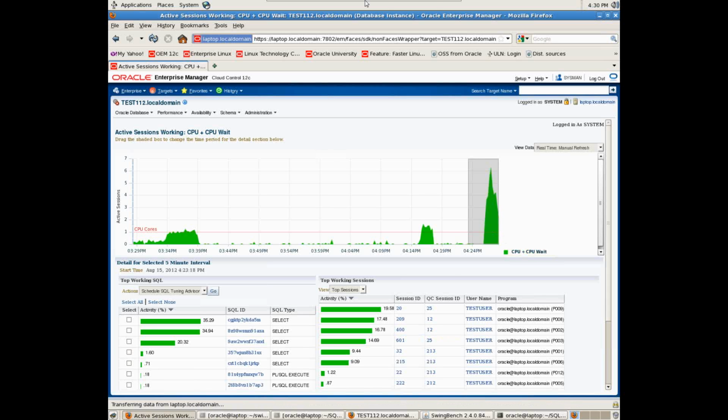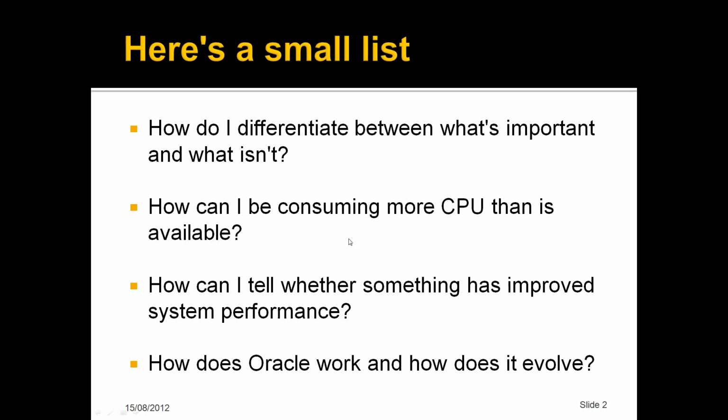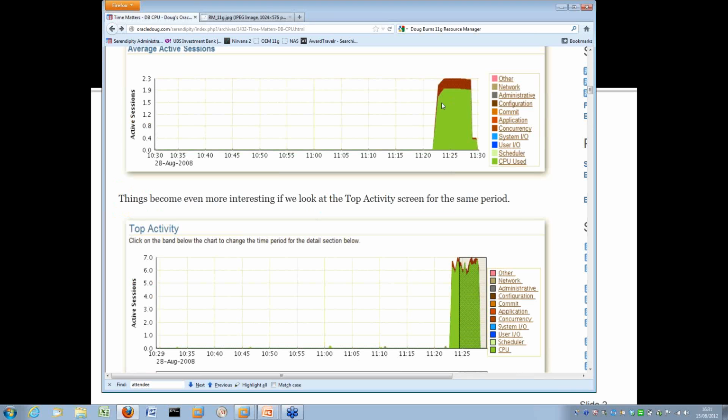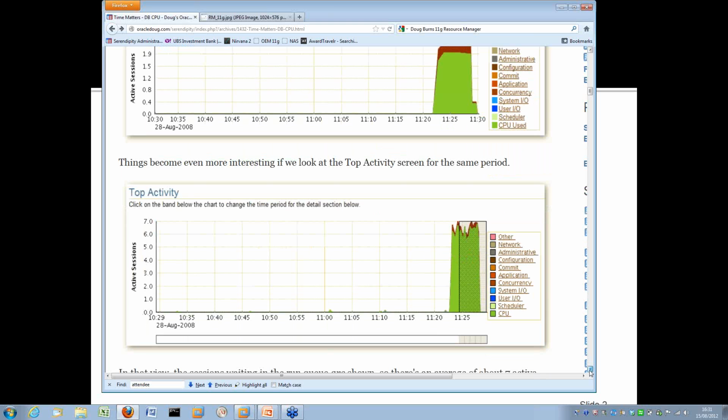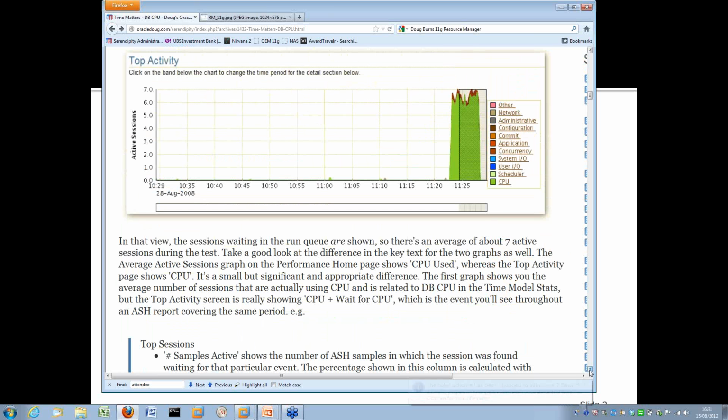However, I wrote a blog post about this a while back in the old 10G time frame. So let's go and have a quick look at that. This is the kind of thing I'm talking about, where you would see in the top activity page, this is an 8-user SOE benchmark, I think it was, I ran, and we could see roughly 8 users trying to consume CPU and a little bit of configuration stuff, concurrency stuff going on there.